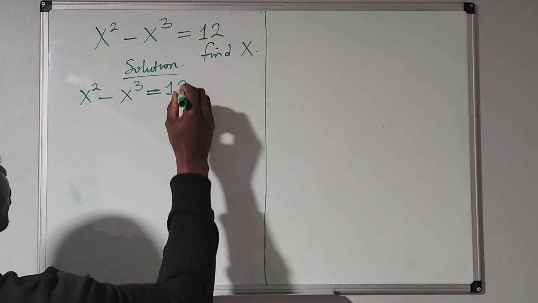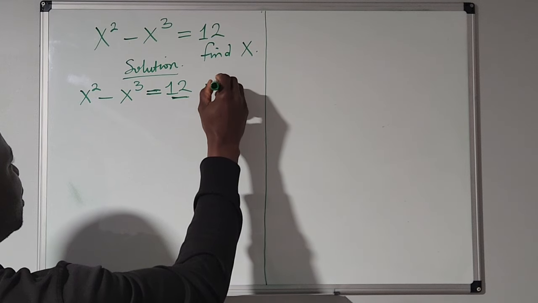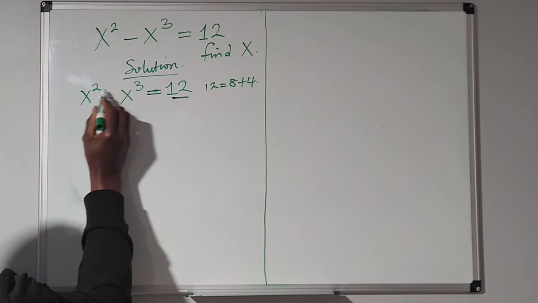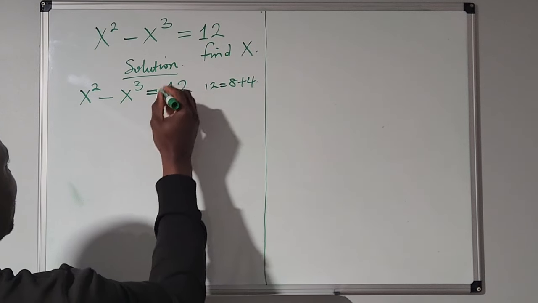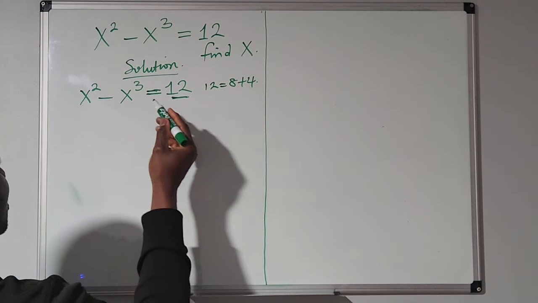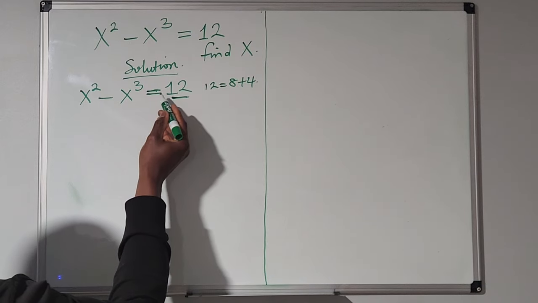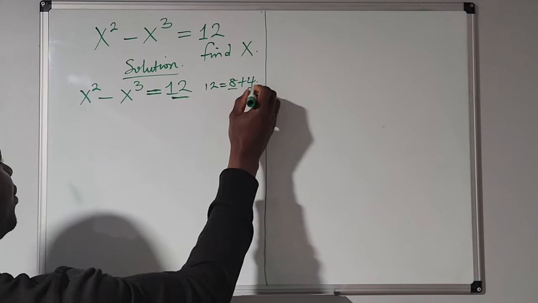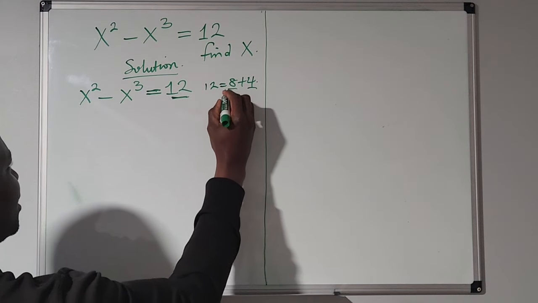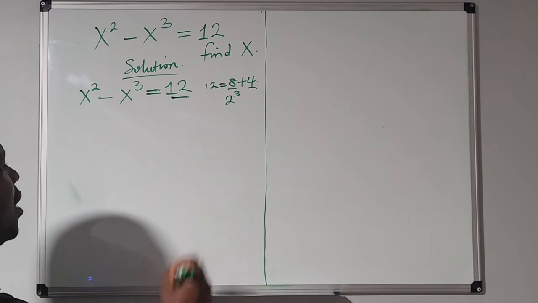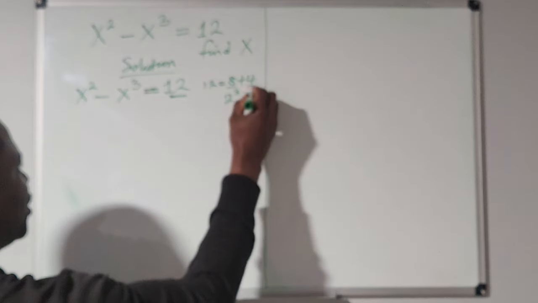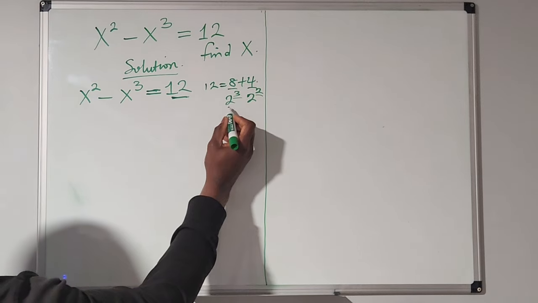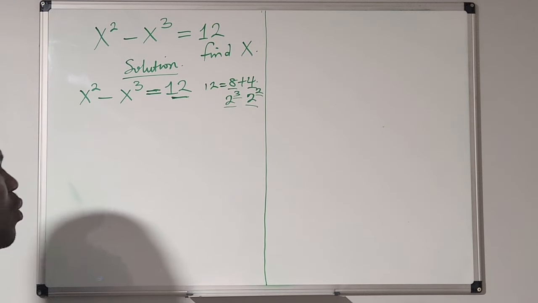Let's start with 12. We can rewrite 12 to become 8 plus 4, because now we're looking at 2 and we're looking at 3. How can we rewrite 12 in such a way that we can match those numbers to what we have on the left-hand side? So 8 plus 4 is 12. Now we know that 8 is the same thing as 2 raised to power 3, and 4 is the same thing as 2 raised to power 2. So now you can see that we have 3 and 2, and also the same base.